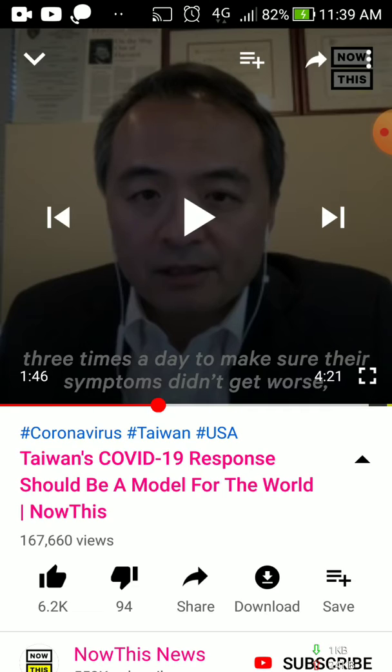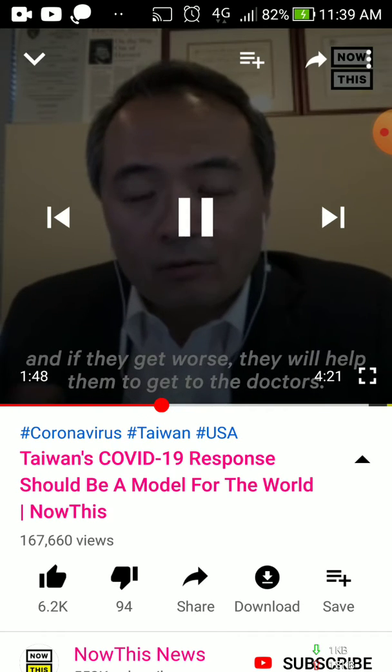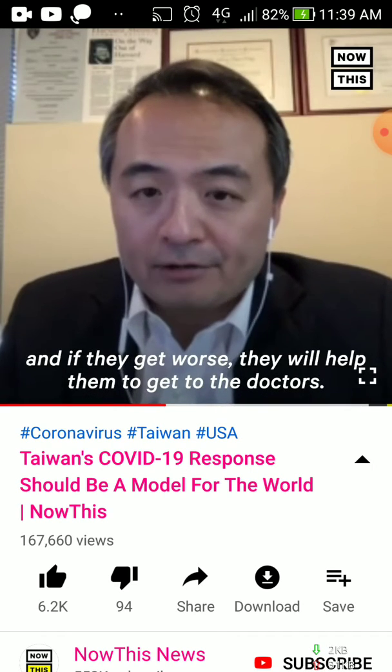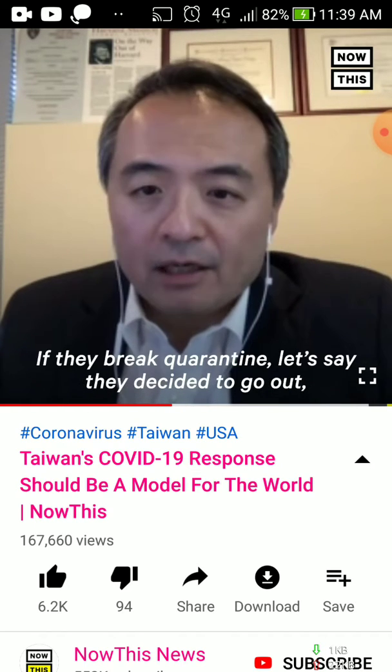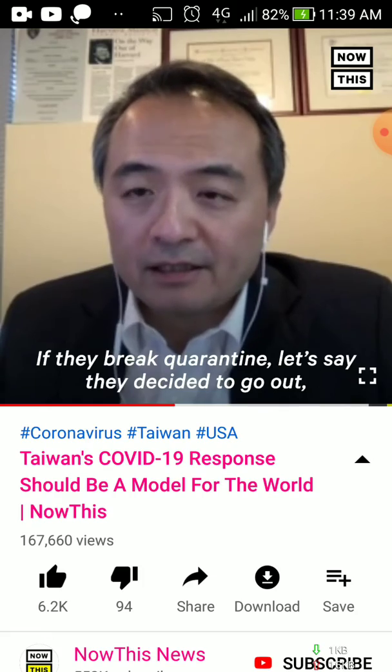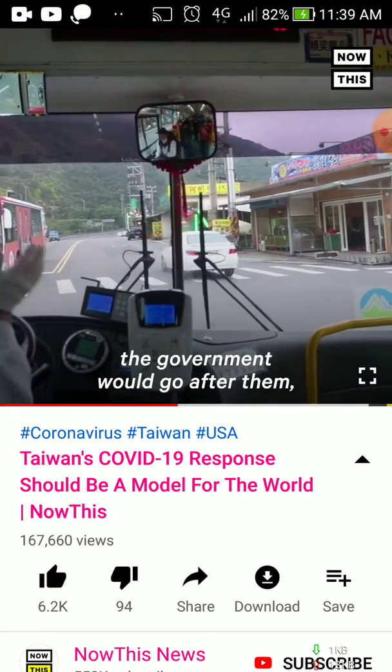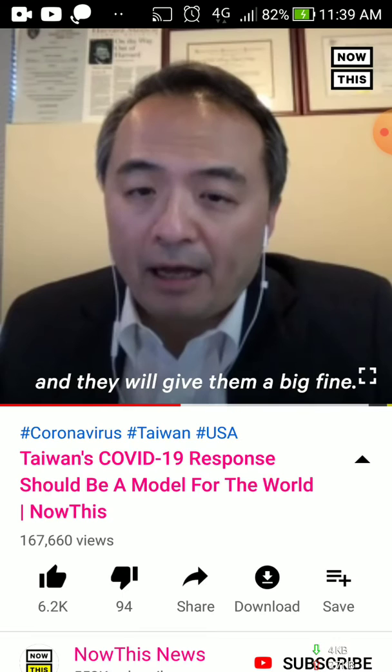So you should go to the doctors. You should go to buy some drugs, some pills, to make sure that your symptoms didn't get worse. And if they get worse, they will help them to get to the doctors. If they didn't, they continue to stay home and they will bring them food. If they break quarantine, let's say they decided to go out, the government will go after them and they will give them a big fine.